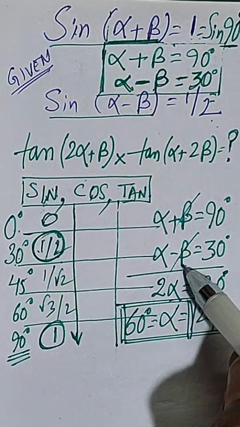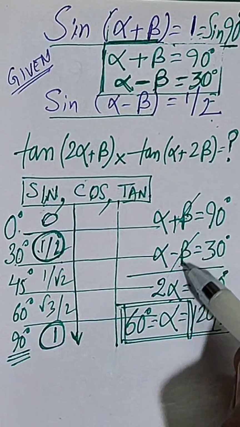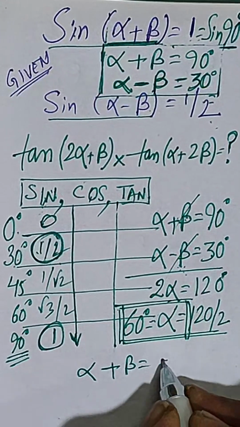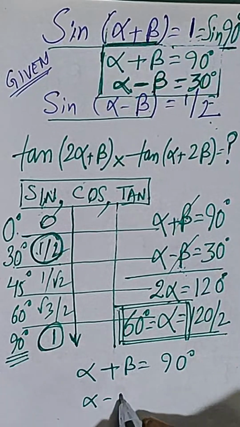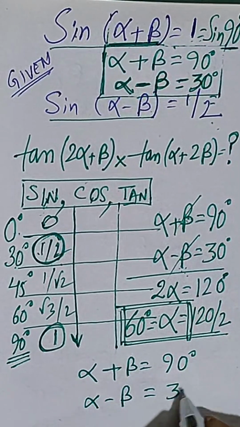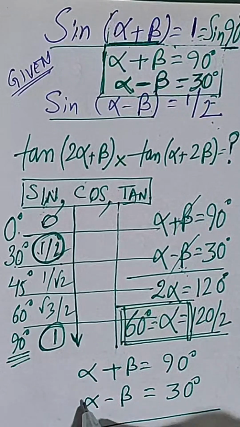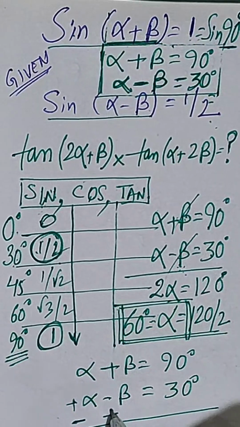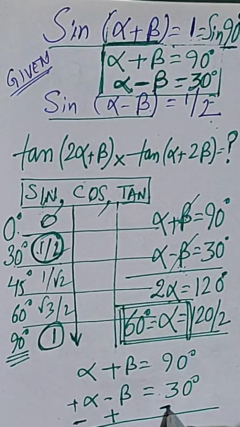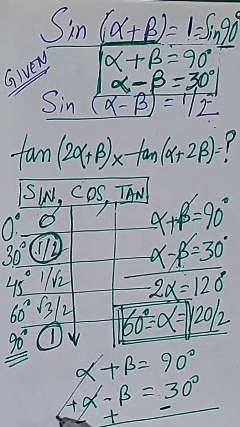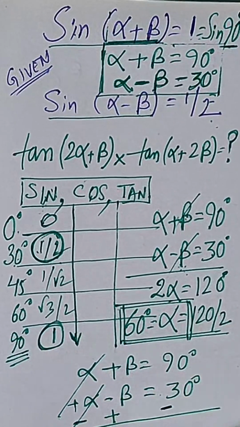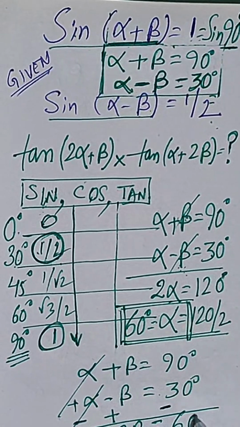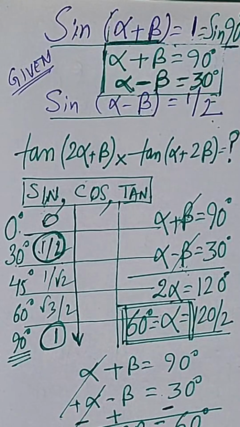Similarly, when you subtract both of these equations, alpha plus beta is 90 and alpha minus beta is 30. When you subtract, this plus sign is converted into minus, this minus converted into plus, and this plus converted into minus. Here you can see alpha and alpha will be cancelled and we'll get 2 times beta. 2 beta is nothing but 60 degree. 90 minus 30 is 60, right?